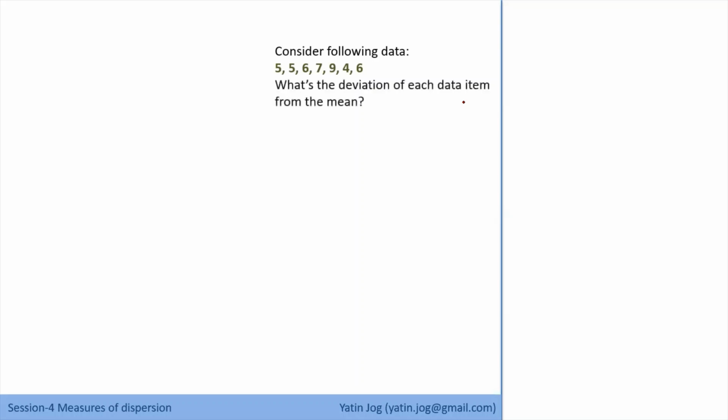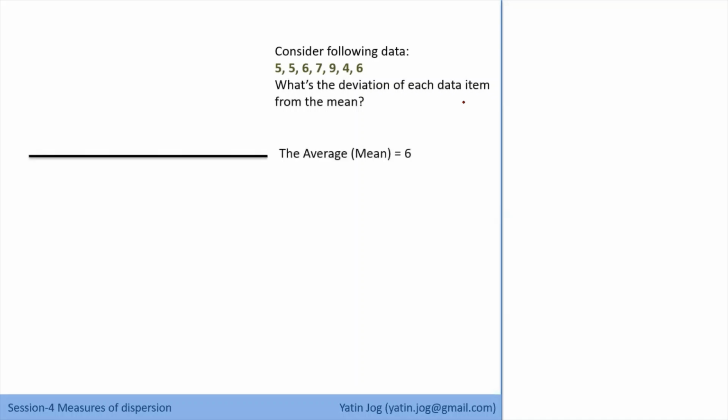Okay, so now we'll go ahead. Consider the following data. Because we know that only the mean is not sufficient, we have to calculate the variance and standard deviation also. I'll try to calculate the deviation of each data point, then calculate the total deviation in my data set, and then find the analysis of that value. So what is the deviation of each data item from the mean? That is the main question.